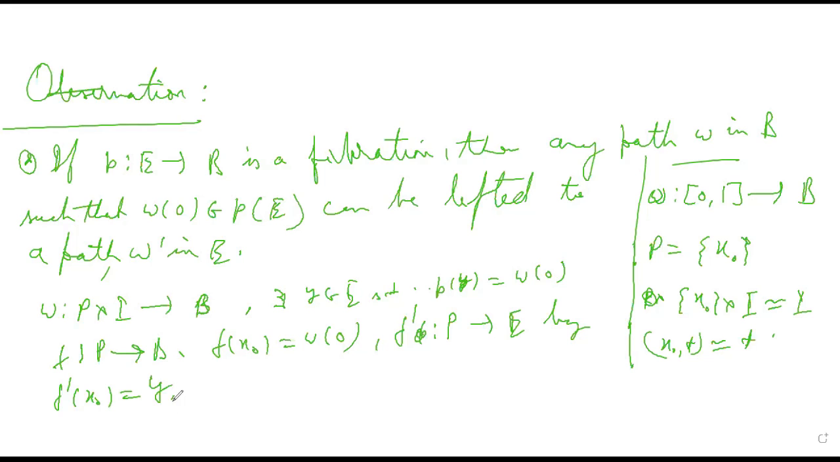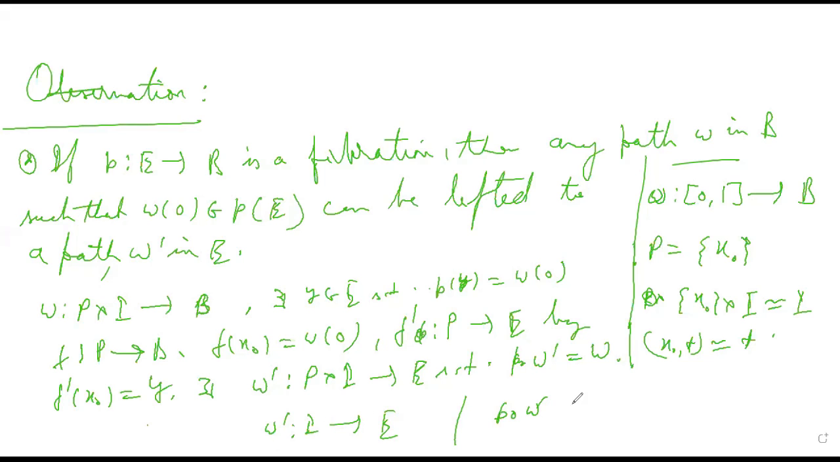Then, because P is a fibration, by the homotopy lifting property there exists omega prime from the singleton cross I to E such that omega prime composed P equals omega, right? So omega prime is equivalent to a map from I to E. So basically you have omega prime composed P equal to omega, right?